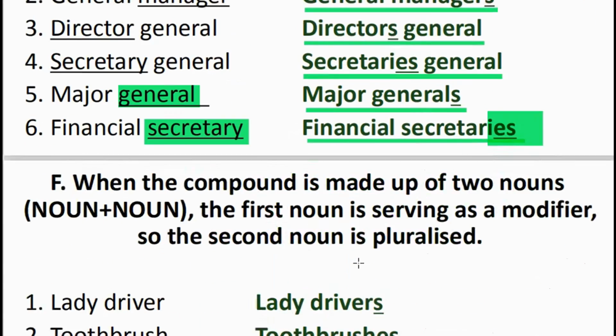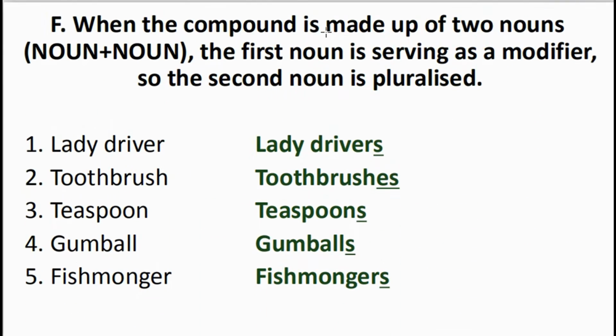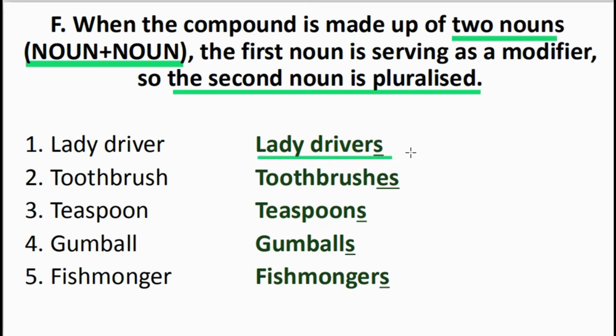The next rule says, when the compound noun is made up of two nouns, both of the words are nouns, noun plus noun, the first noun is serving as a modifier, so the second noun takes the plural marker. The second noun is pluralized. So the first noun behaves like an adjective, while the second noun is pluralized. Let's see these examples. Lady driver. Lady is a noun, driver is a noun. But lady in this case is a modifier of driver. Therefore, driver is pluralized. We have lady drivers.